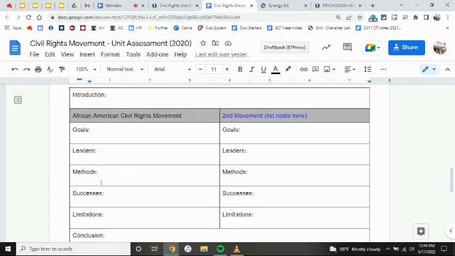Same thing goes with methods, we talked pretty in depth about some of the different methods that were being used. So give me some specifics. In terms of goals, ending racism is part of it, but I want more specifics and in-depth. So use the information from our study. I am expecting to see specific details here, okay?